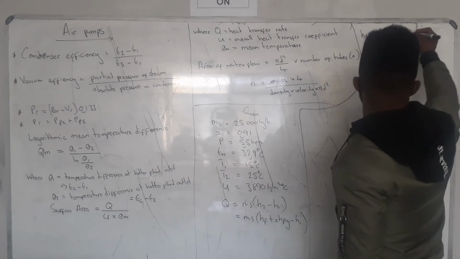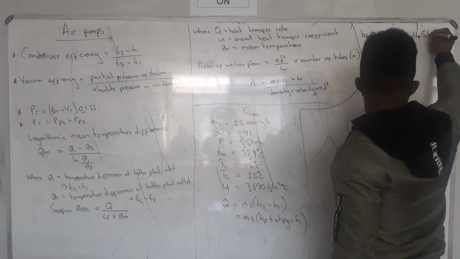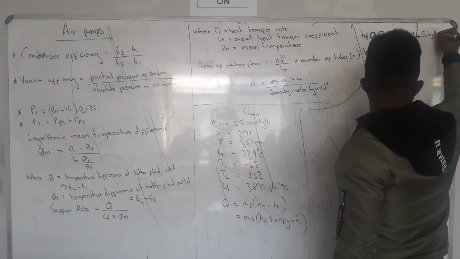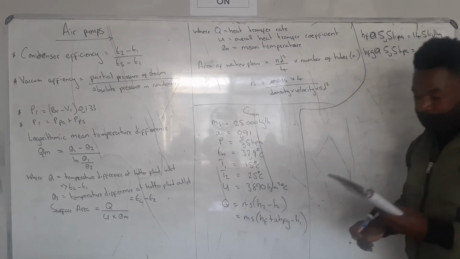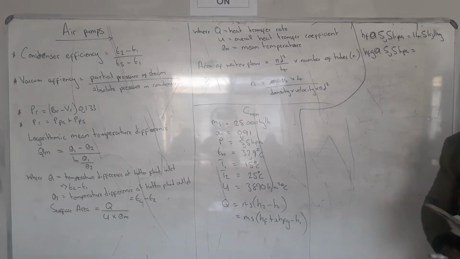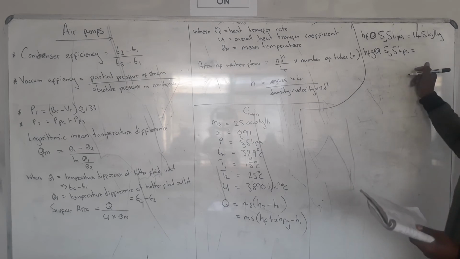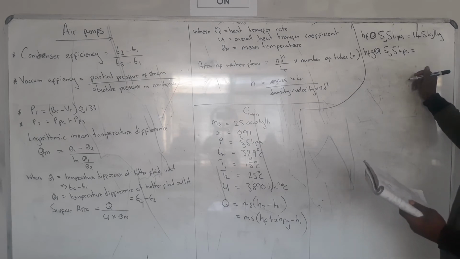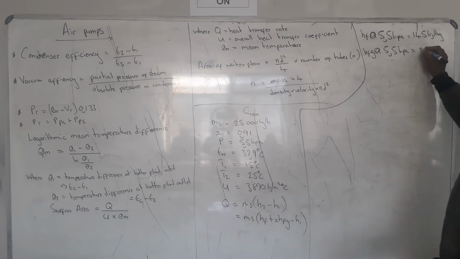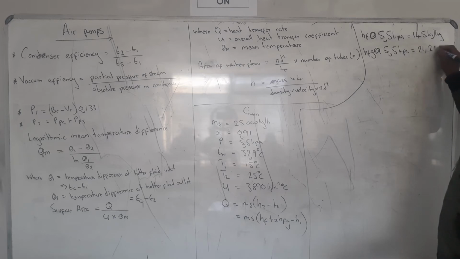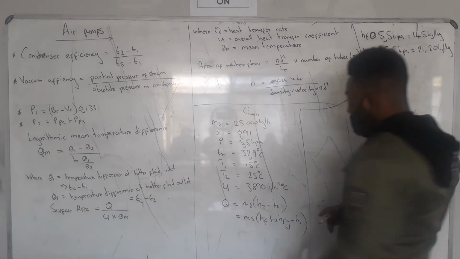This one is what? 145 kilojoules per kg, and then HFG at 5.5 pressure? Yes. 2420 kilojoules per kg. And remember, I said you also want what?